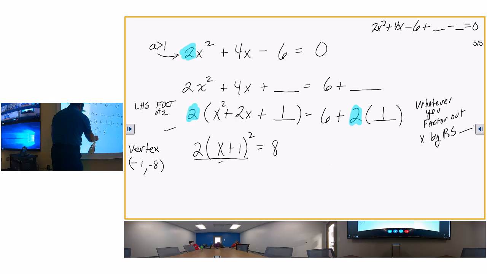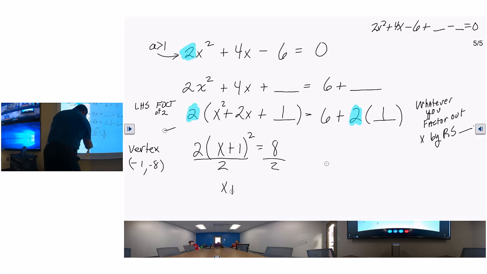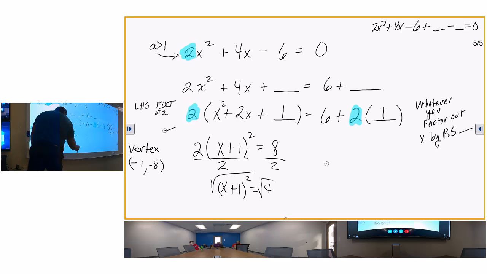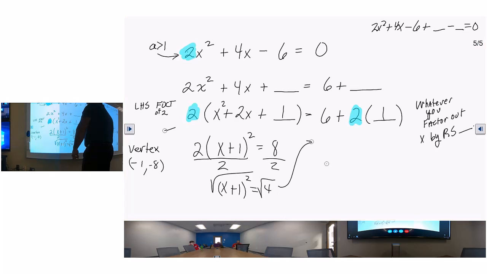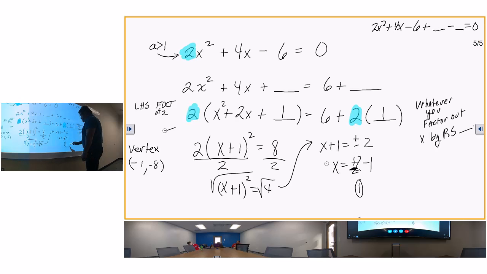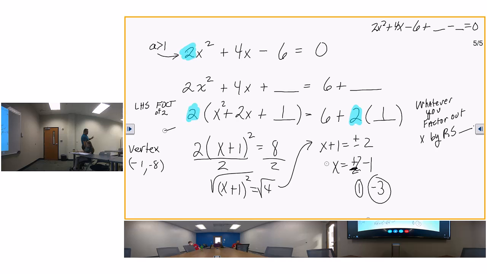Continue. Divide by 2. X plus 1, quantity squared, is equal to 4. X plus 1 is equal to positive or negative 2. X is equal to positive or negative 2 minus 1. I'll do this one for you. 2 minus 1 is 1. Negative 2 minus 1 is negative 3. All right, draw it up. 4 things: domain, range, increasing, decreasing.